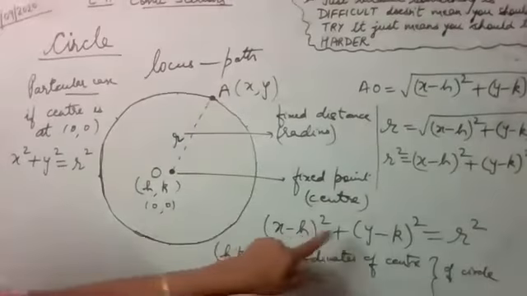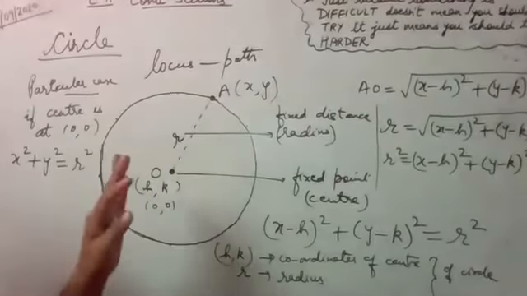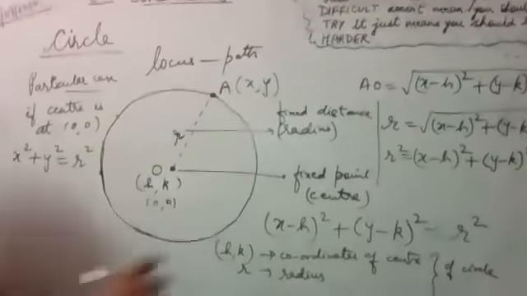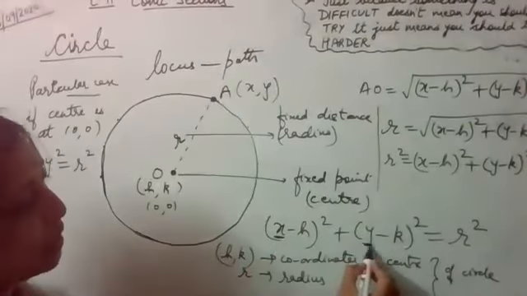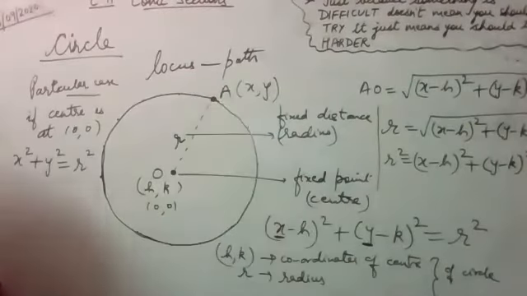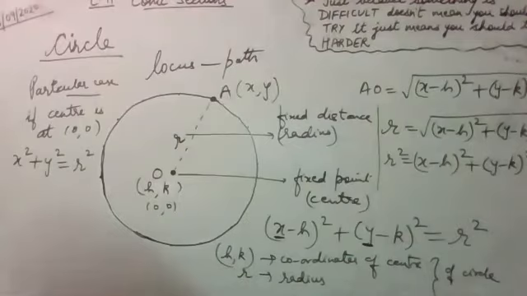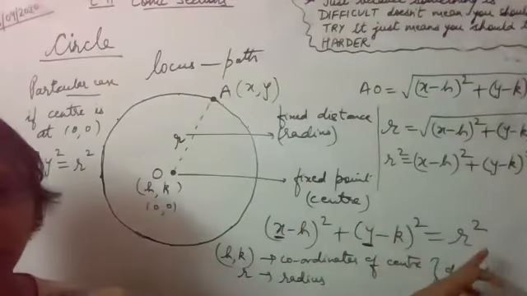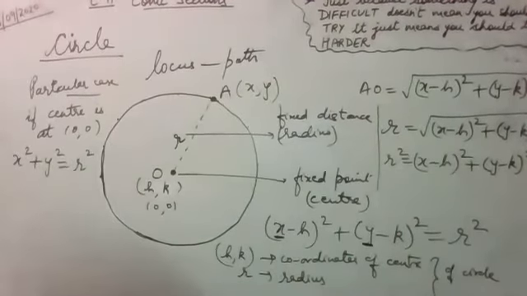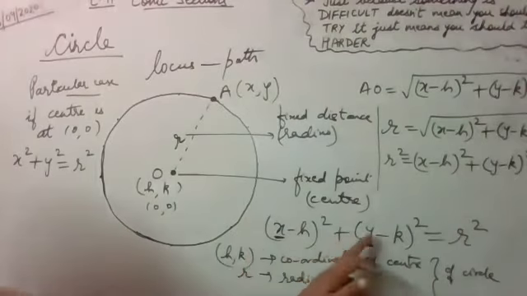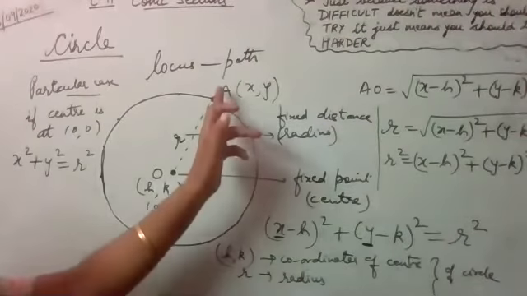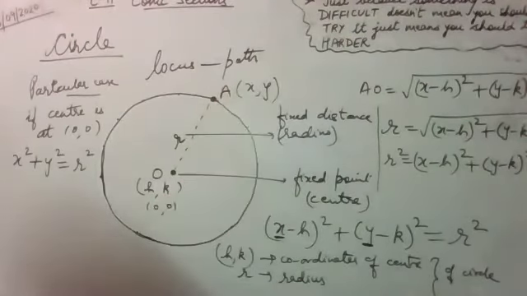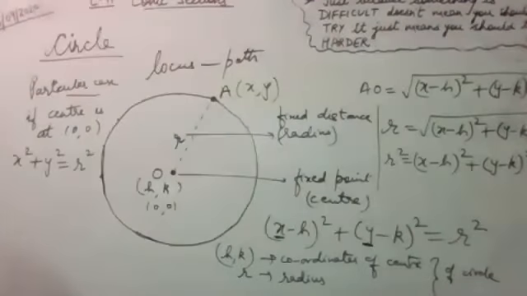But in general, we will use this equation for whatever coordinates of the center are given. The equation will come in terms of x and y, which is any general point on the circle. We'll be given the values of h, k and the radius, and accordingly we'll be solving other questions. So this was all basic about the circle, and now we are taking some questions on that.